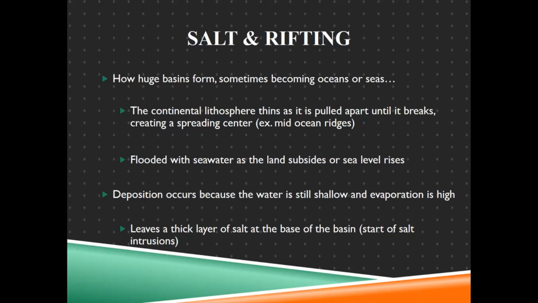So how do we get these basins? Well, I mentioned the passive margin basins. It can also happen in a rift area. A rift basin where the continent is being ripped apart, it starts thinning and then tearing. We get a spreading center in the middle. It's low and shallow, so it's not really an ocean yet by any means, even if we have water flowing in. It's more like a huge lake.